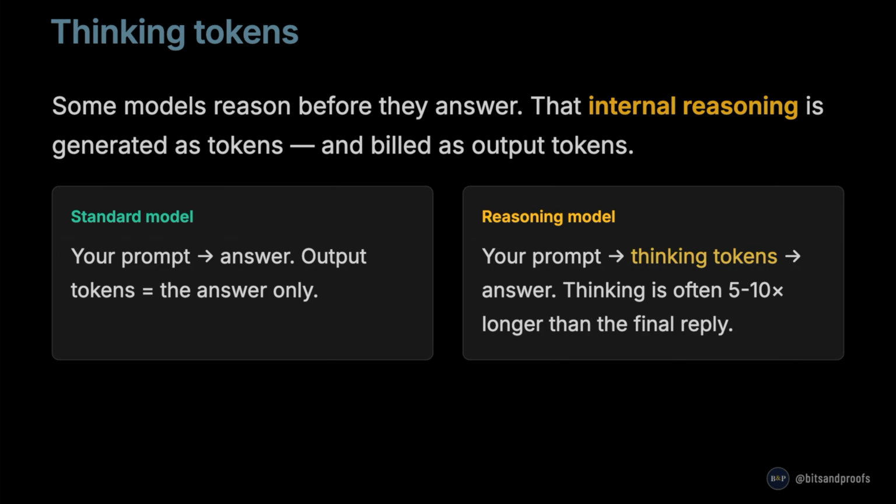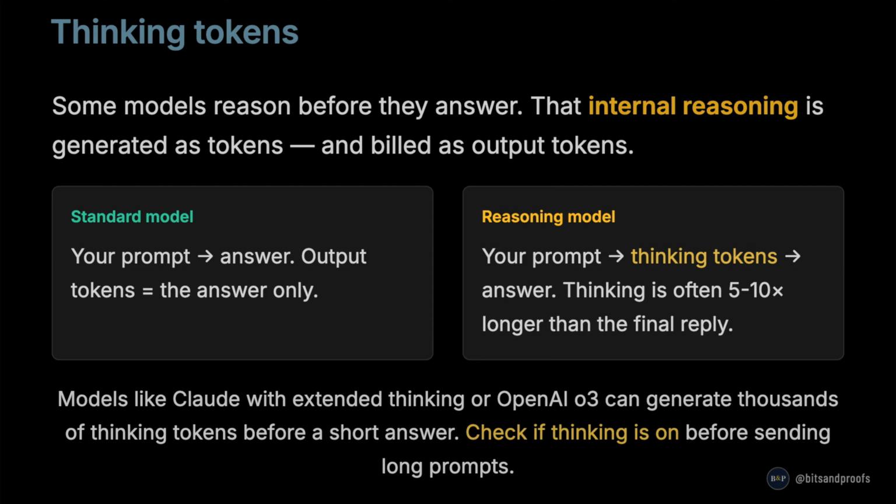One more surprise, some models reason before they answer. That internal reasoning is generated as tokens and billed as output tokens. With a standard model, your prompt goes in and the answer comes out. Output tokens equal the answer only. With a reasoning model like Claude with extended thinking or OpenAI o3, the model generates a chain of thought before answering. That thinking can be 5 to 10 times longer than the final reply, and you pay for all of it.